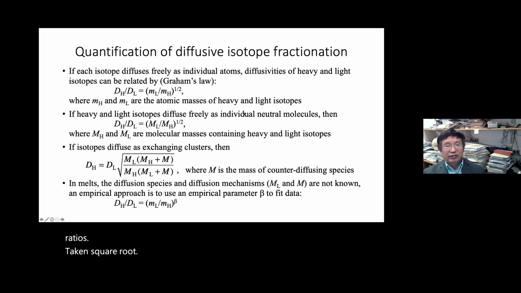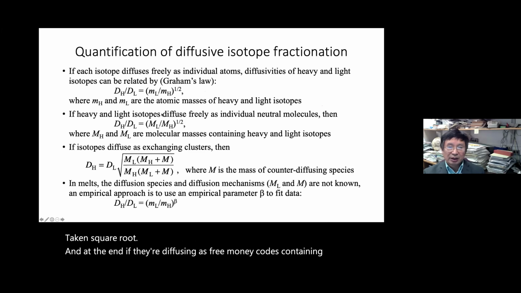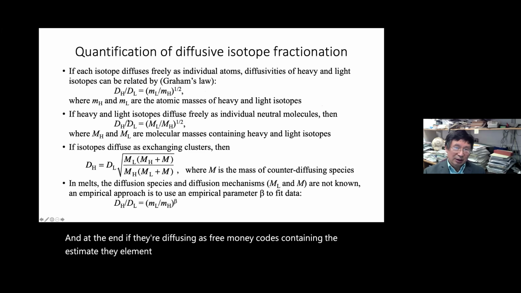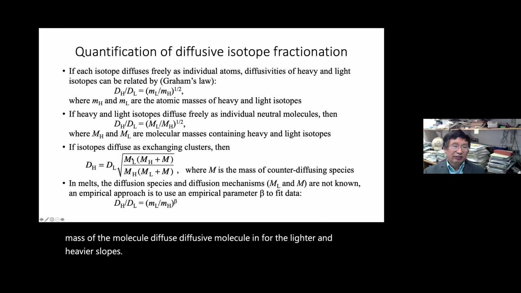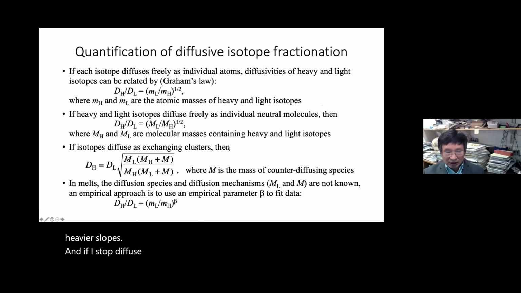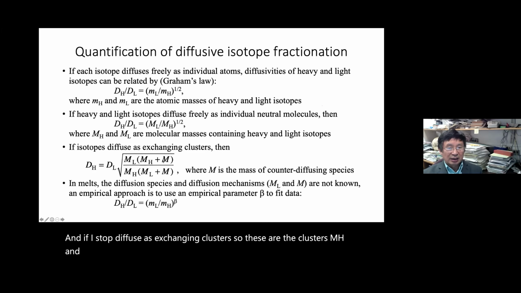And if they're diffusing as free molecules containing the element, then the relation is similar, but here capital M is the mass of the diffusing molecule for the lighter and the heavier isotopes. And if isotopes diffuse as exchanging clusters, MH and ML, and then the mass of the exchanging counter-diffusion species, M, then that's how they are correlated.